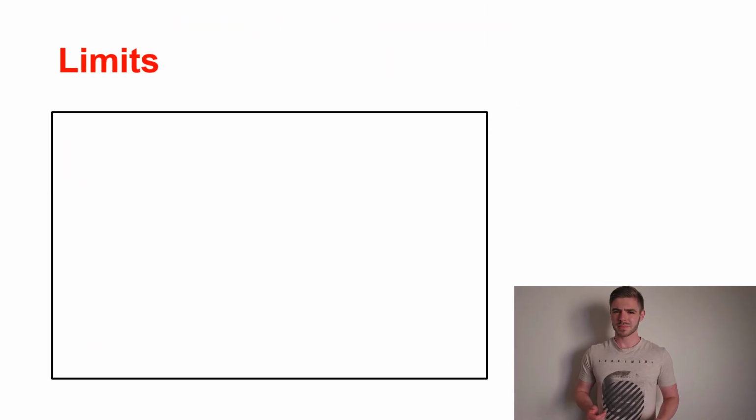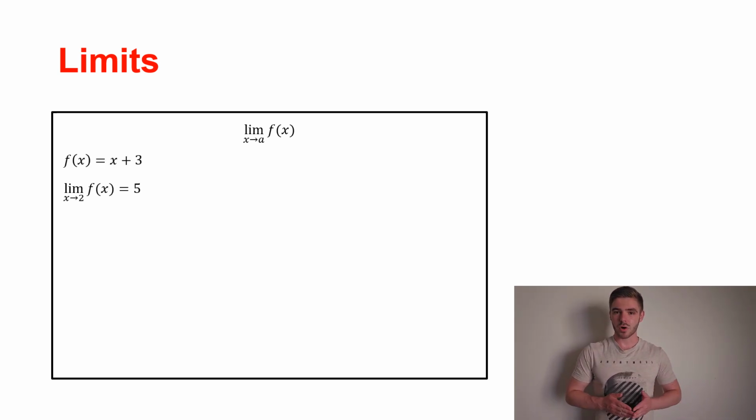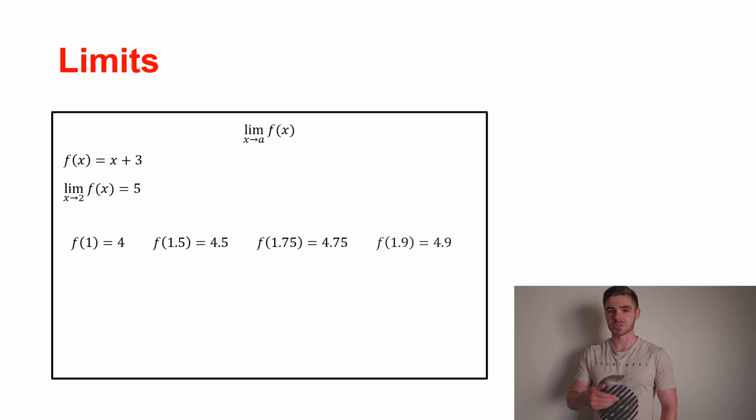So, what is a limit? A limit seeks to explore how a function behaves as it approaches a specific number. The notation for a limit is as follows. Said out loud, this reads, the limit of f of x as x approaches a. For example, if f of x equals x plus 3, then the limit of f of x as x approaches 2 is 5. As x gets closer and closer to 2, f of x gets closer and closer to 5.